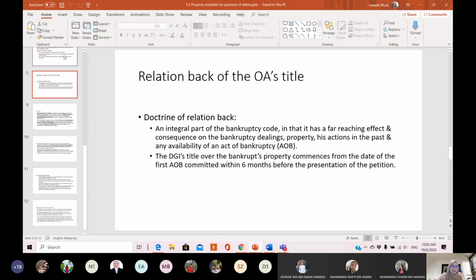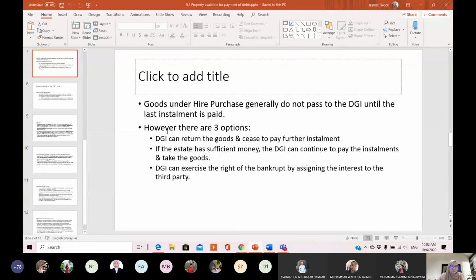Under hire purchase, so there are situations yang ada goods which are under hire purchase. Generally yang DGI may choose what to do relating to the goods under hire purchase, sebab goods under hire purchase tu generally pass to the DGI. Okay. So one option is that the DGI can exercise the rights of the bankrupt. Bankrupt tu ada rights over the goods tu kan, contohnya dia ada kereta under hire purchase atau machinery under hire purchase, so the bankrupt has right over the property.